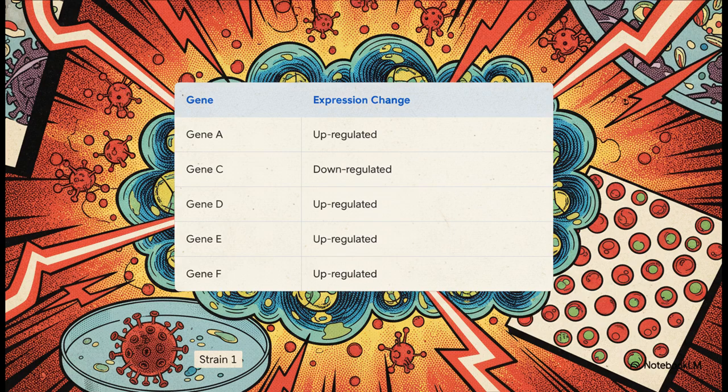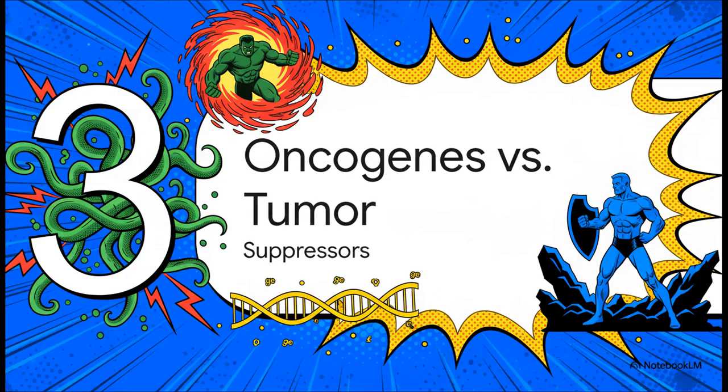So we have the data. But what does it actually mean? What's the biology behind these color changes? To make sense of it, we need to bring in two of the biggest players from our cancer lectures, oncogenes and tumor suppressors. These are the two main types of genes that, when they get messed up, can push a cell down the path to becoming cancerous.